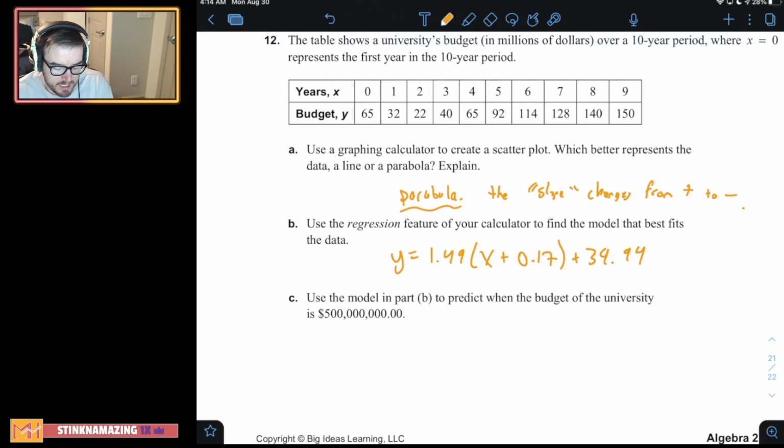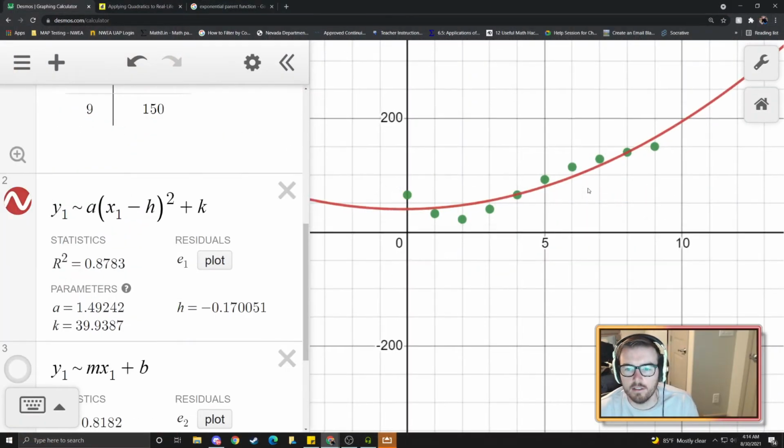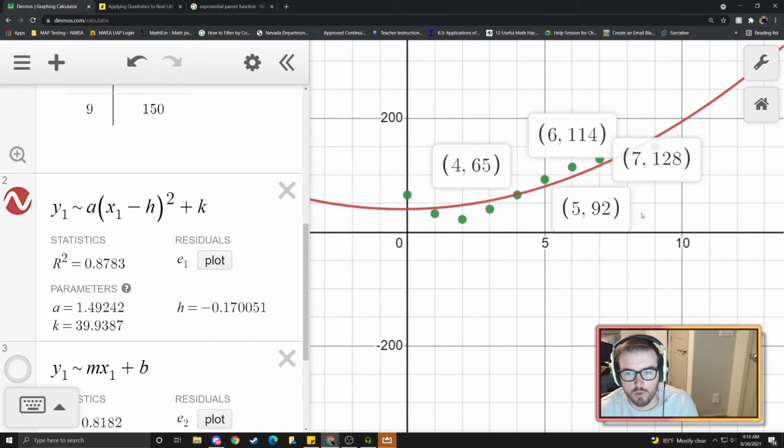Use the model in part B to predict when the budget of the university is 500 million. So, oh, these are in millions of dollars, by the way. So this is 22 million, yeah, it's in millions. I don't know why I was struggling with that for a second. Oh, you can't see what I'm clicking on. Sorry. This is 65 million, 92 million, 114 million, 128 million.